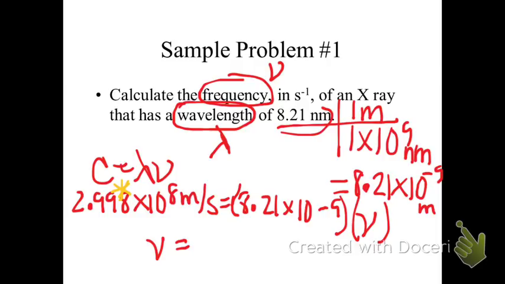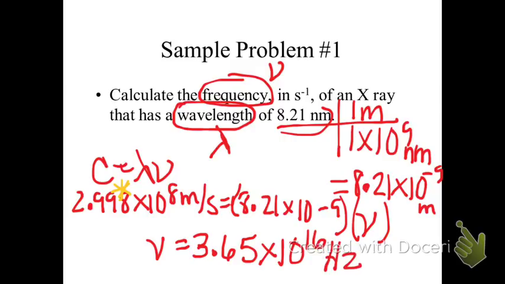And I get... Oh, that's not right. Hold on. 2.998 e to the 8th divided by 8.21 e to the negative 9. I get 3.65 times 10 to the 16th hertz. Now you can write hertz, you can write 1 over s, you can write s to the minus 1, whatever you want to do, but they're all equivalent units.